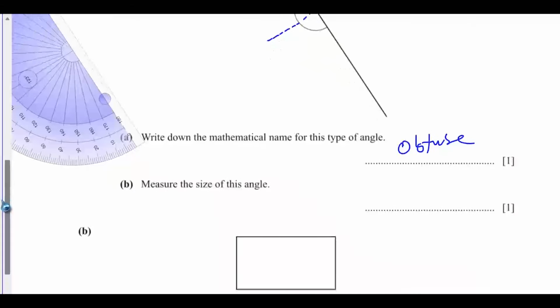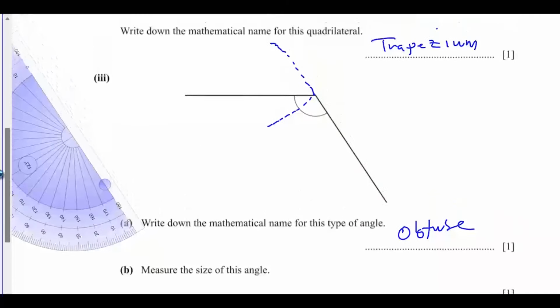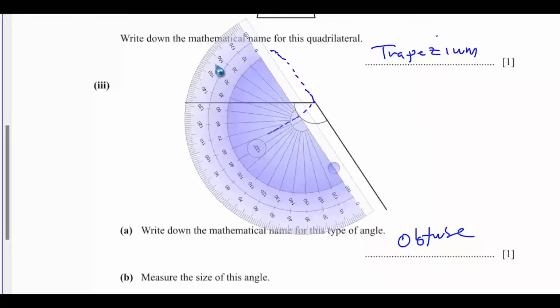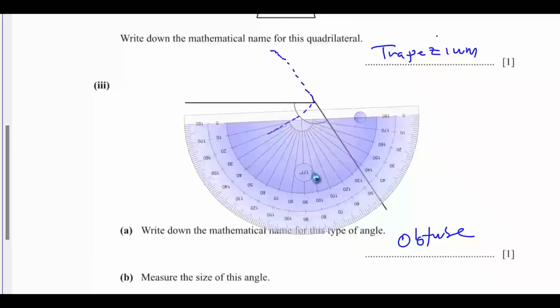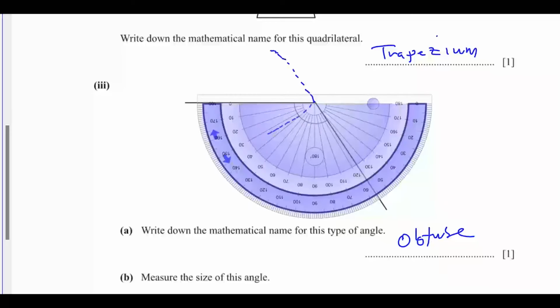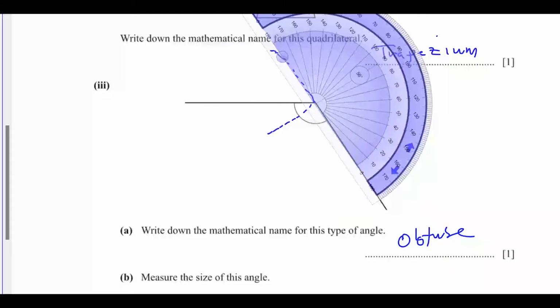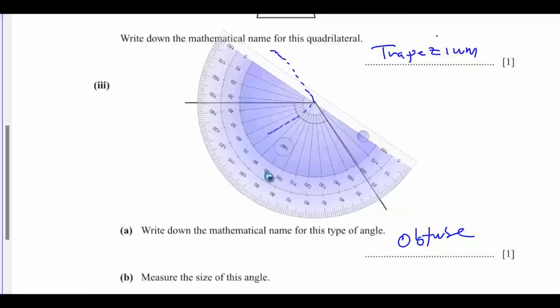In the next question, measure the size of this angle. So what you need to do is to place your protractor here. Then the center of the protractor should be at the middle, that is this junction here. Then you set this very well. Okay, I think I can turn this around so you can see this clearly. So let's start from this side here.